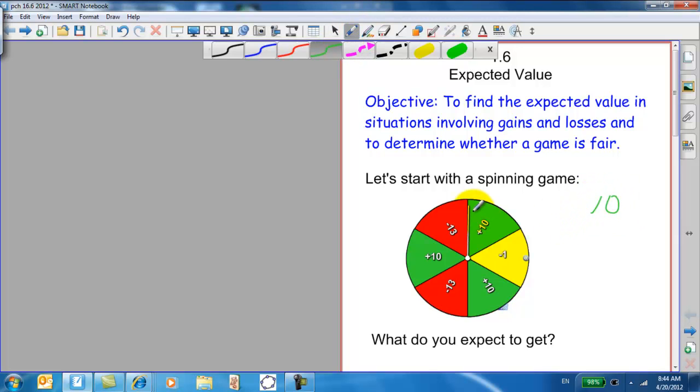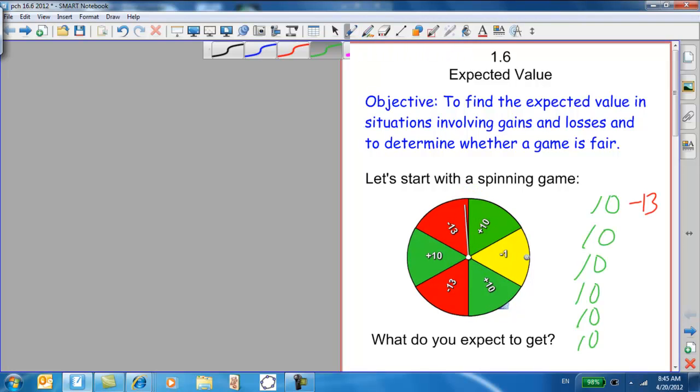Spin it again. Lose one, and we'll count that in the red. 6, 7, 8. Two more. Spin it again. Oh, good, 10 bucks. Okay, we did pretty well there.